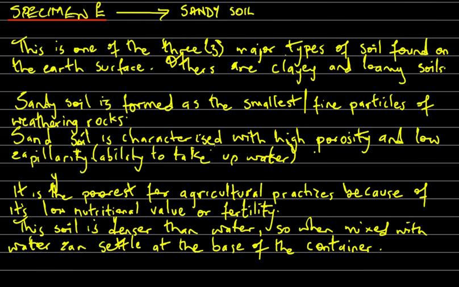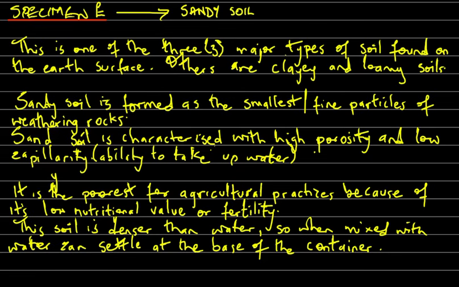That's the sandy soil. What is sandy soil? We know sandy soil is one of the three major types of soil found on the earth surface, or on the earth crust. Others are the clay soil as well as the loamy soil. Sandy soil is formed as the smallest fine particles of weathering rocks. When rocks are broken down, that is how we get sandy soil being formed.